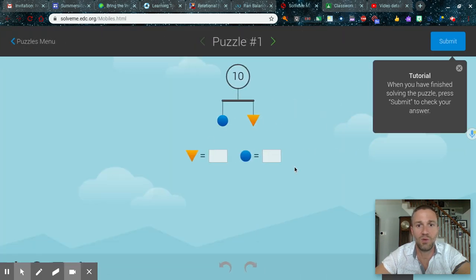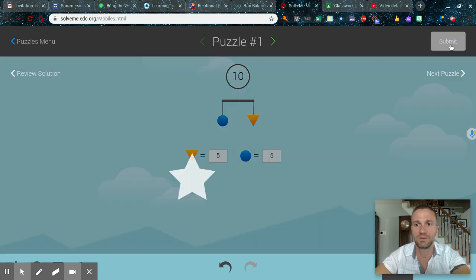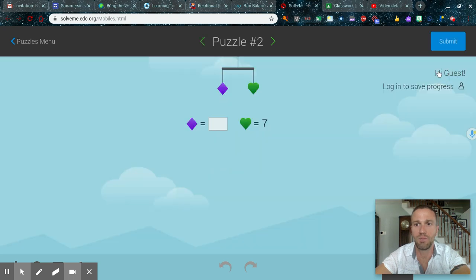We can start with number 1 here. So already I'm seeing, well, if I've got 10 as my total, and on one side is a circle, one side is my triangle. This is my tutorial here. Okay. Then I think I know that if I've got 10 split into 2 equal parts, then I've got 5 and 5, and then I can test it out. Good for me. And then I can go to the next puzzle. And you'll notice that I'm signed in as a guest right now. You don't have to create an account. You're welcome to. I haven't done that for you, but you're welcome to.